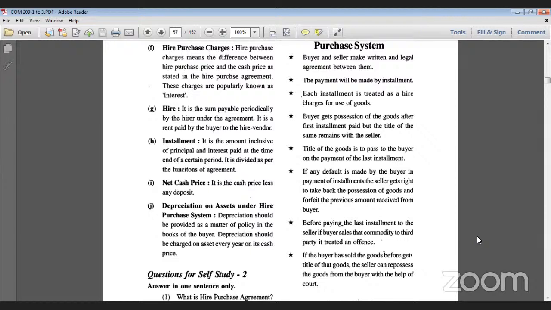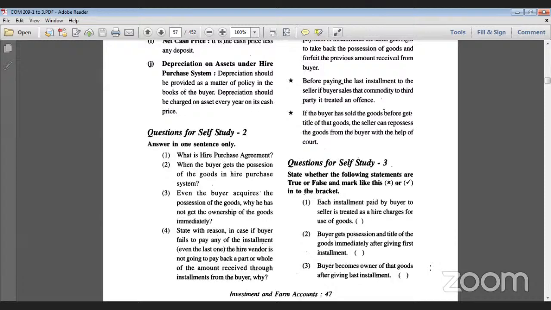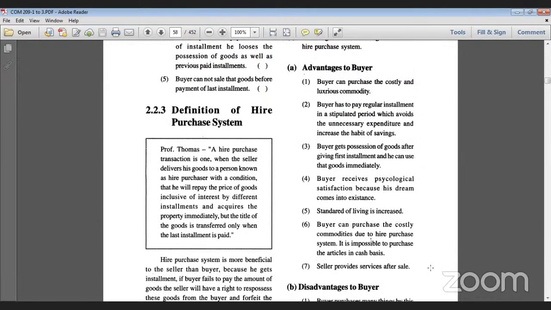If the buyer sells the commodity to a third party, it is treated as an offense. If the buyer has sold the goods before getting title of the goods, the seller can recover the goods from the buyer with the help of court. So these are the points which are covered in the hire purchase system.